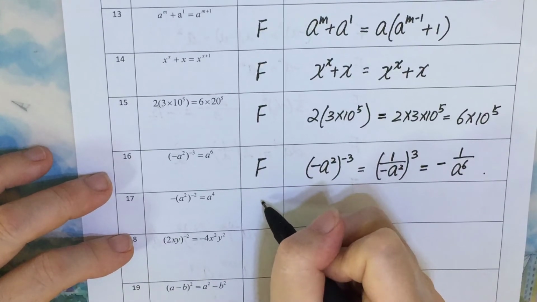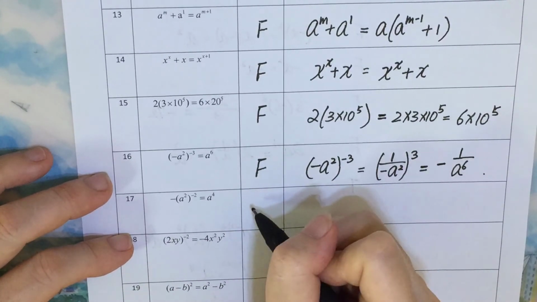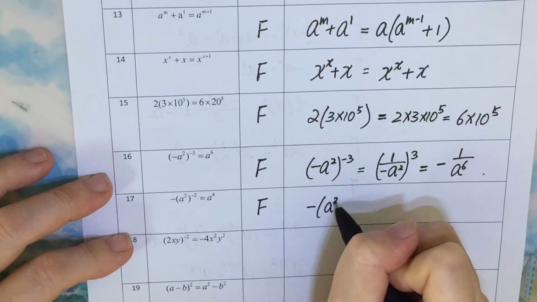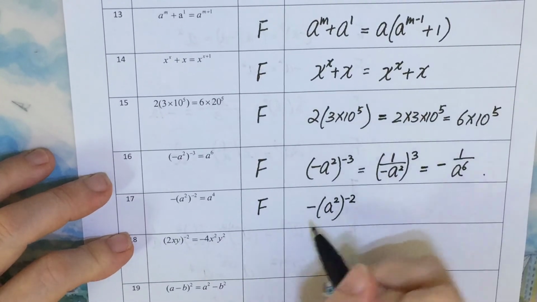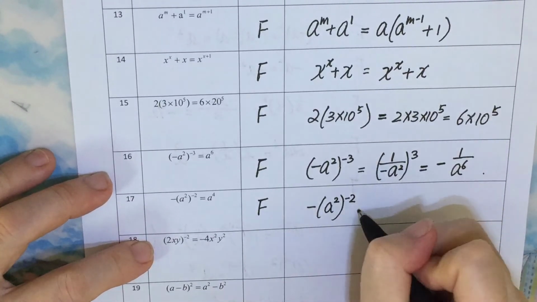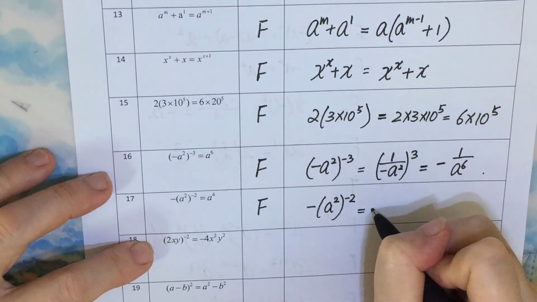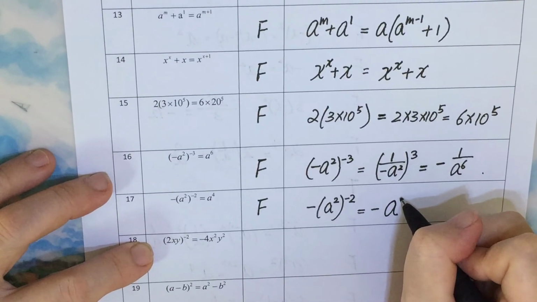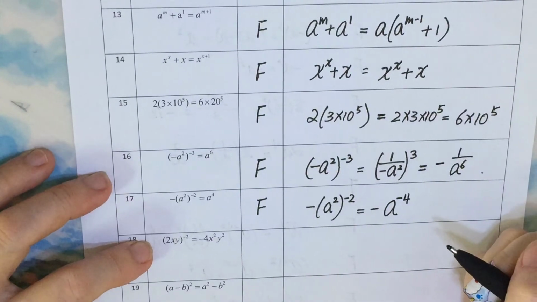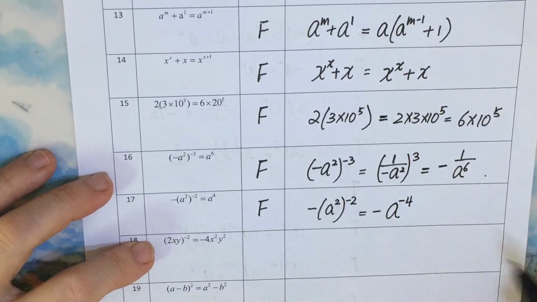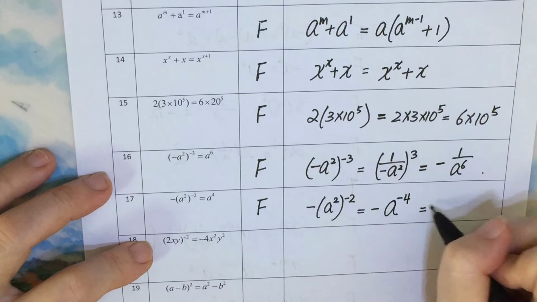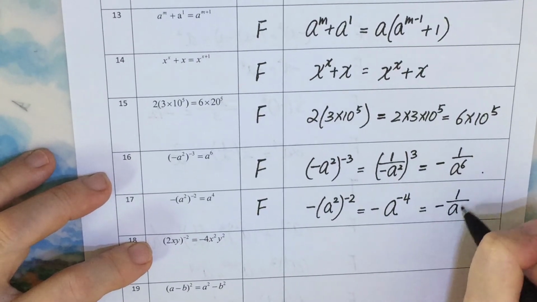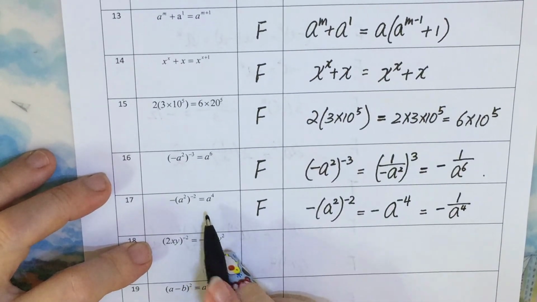The next one is false also. So negative a squared to the power of negative 2. We leave the negative on its own and then we settle this part first. So a to the power of 2 times negative 2, which is negative 4. Okay, so that's all. If you want to change to a positive index, at most you can say negative 1 over a to the 4, which is different from just a to the 4.